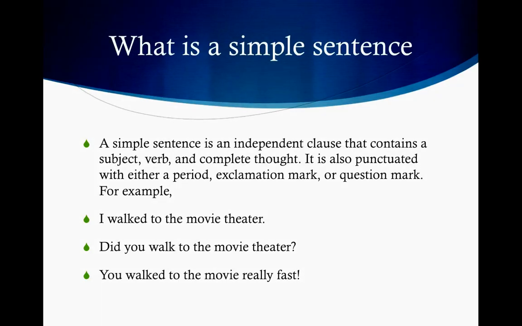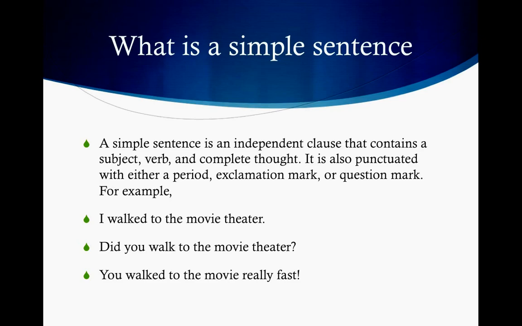So what is a simple sentence? Now, a simple sentence is an independent clause, a sentence that contains a subject, a verb, and a complete thought. It is also punctuated with either a period, exclamation mark, or question mark. So to put it simply, it's just a sentence that can stand on its own. I've given some examples here. And it usually contains a subject and a verb, and it has to make a complete thought.